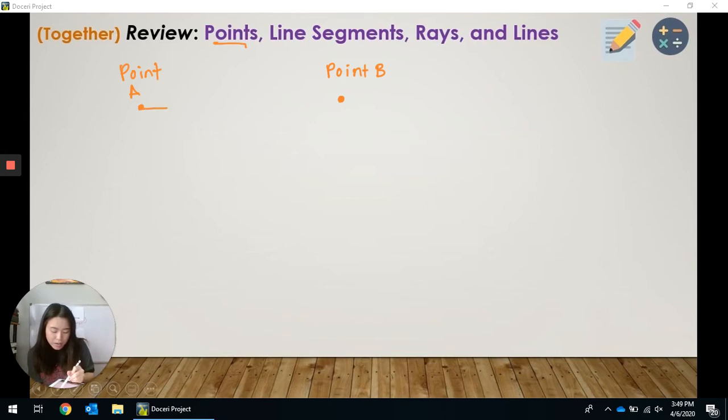The next thing we're going to do is connect these 2 points. So I'm going to go from A to B. Let me see if I can make that a little straighter. A to B. Okay, as good as it's going to get. So when you have a line that's connected with one point on one side and a point on the other side, we know that's called a line segment.